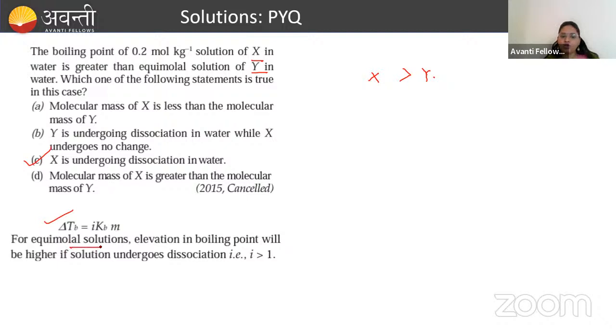So for an equimolar solution, what will happen? Elevation in boiling point will be higher if the solute undergoes dissociation. Here an equimolar solution was given, so X should go into dissociation in water. Okay, that was our correct option.